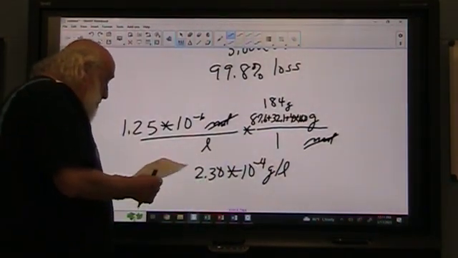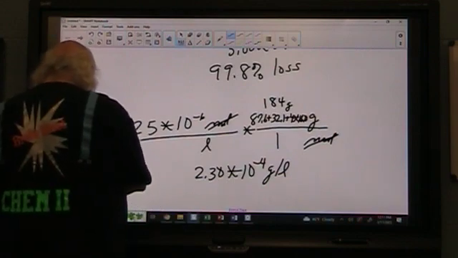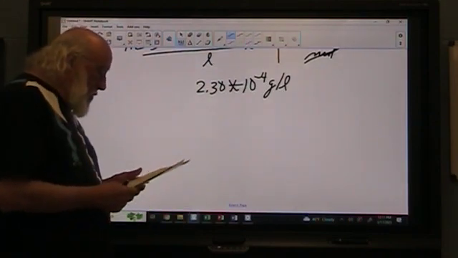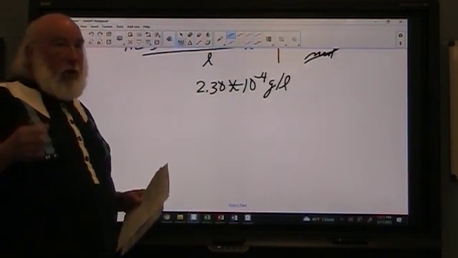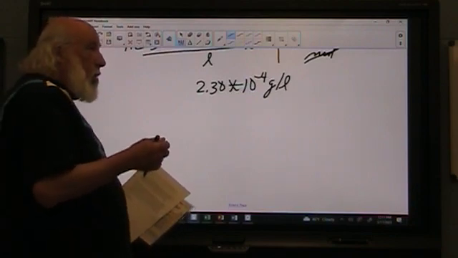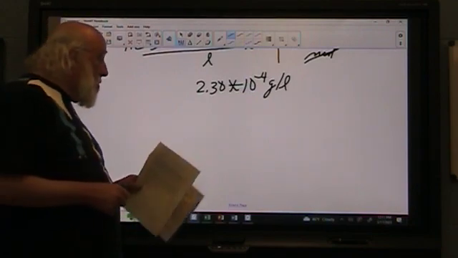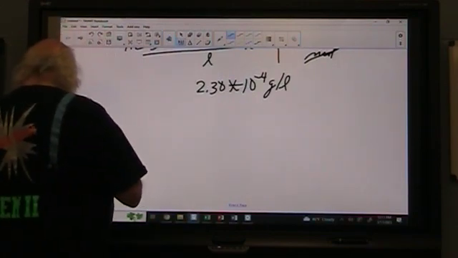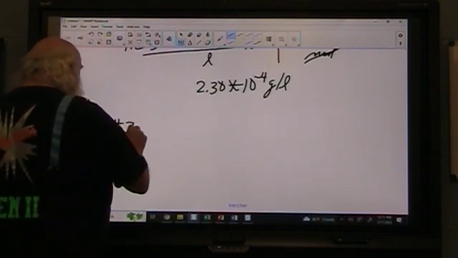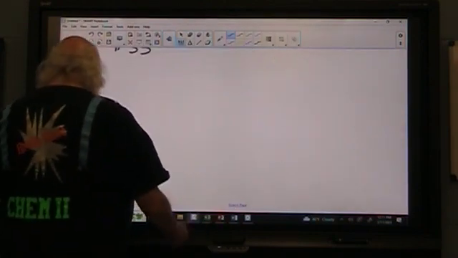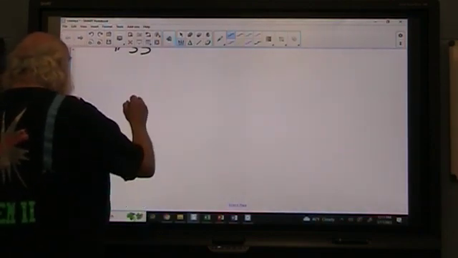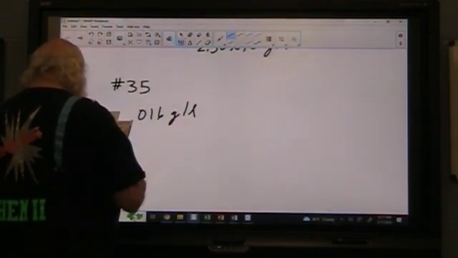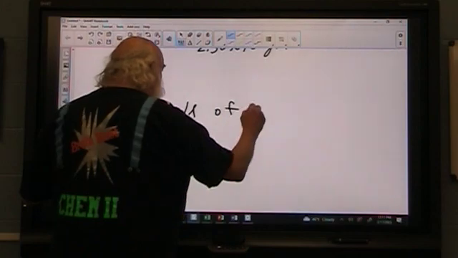Now, there will be at least one other, I think there's two other problems that you'll have to do, in which they give you grams per liter, and they want you to find the solubility or the Ksp value from that. For example, you take a look at number 35 in this text. There's a problem in which they give you 0.016 grams per liter is the solubility of MgF2.